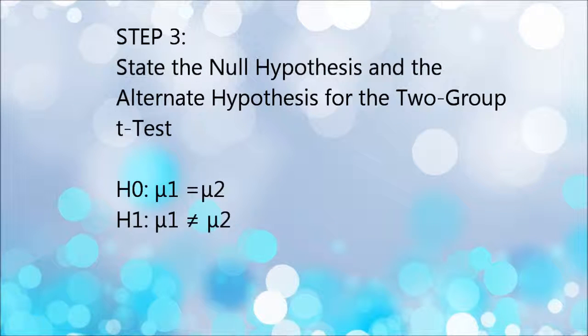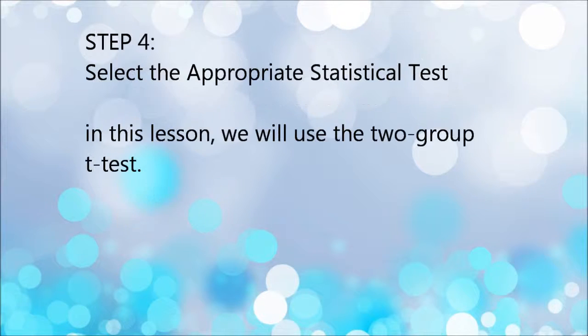The null hypothesis states that the population means of the two groups are equal, while the alternative hypothesis states that the population means of the two groups are not equal. Step 4. Select the appropriate statistical test. Since this lesson deals with the situation in which you have two groups of people, but only one measurement on each person in each group.